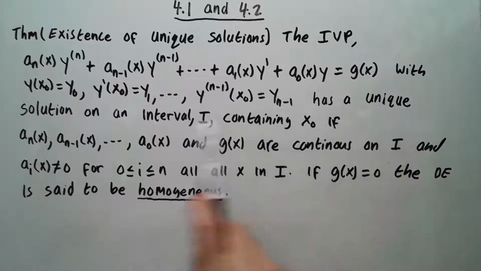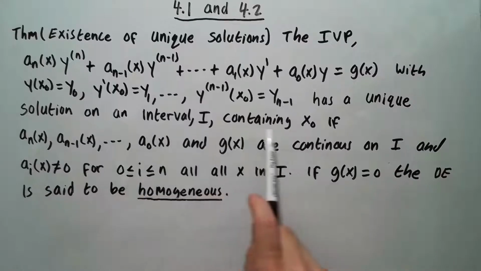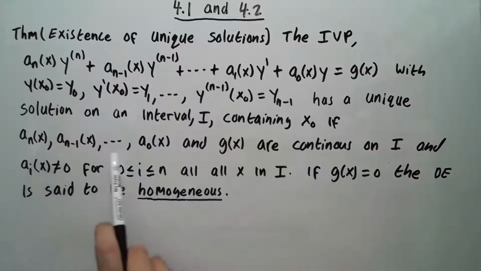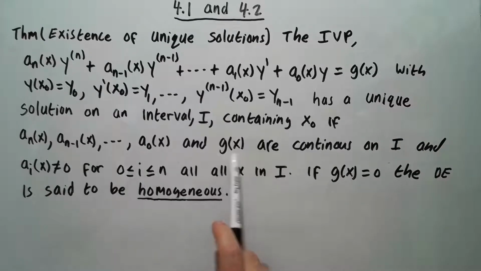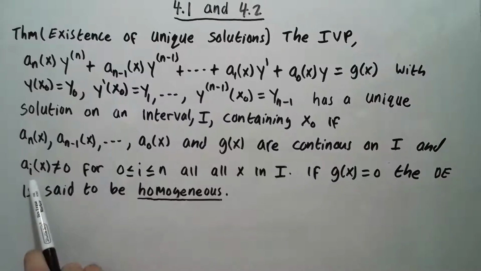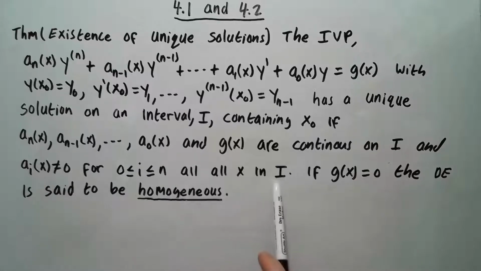So it has a unique solution on an interval I containing x0 if these coefficient functions and the g of x function are continuous on I, and the leading coefficient function is not equal to 0 for all x in our interval I. And moreover, if g of x is 0, then the differential equation is said to be homogeneous. So this is a big theorem, but we're not going to prove it in this class; we're going to use the result of this theorem.